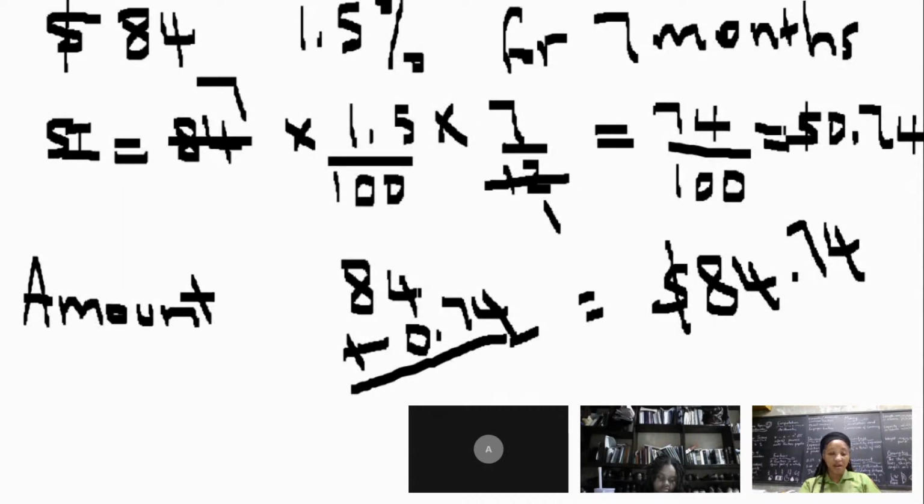So the longer it is invested, the more interest it's going to earn. Or the longer you take out a loan, the more interest you're going to end up paying back for that loan. So that's why some people don't like to take out long-term loans, but you like to take out long-term investments, because the longer you let that money stay, the more it's going to grow.